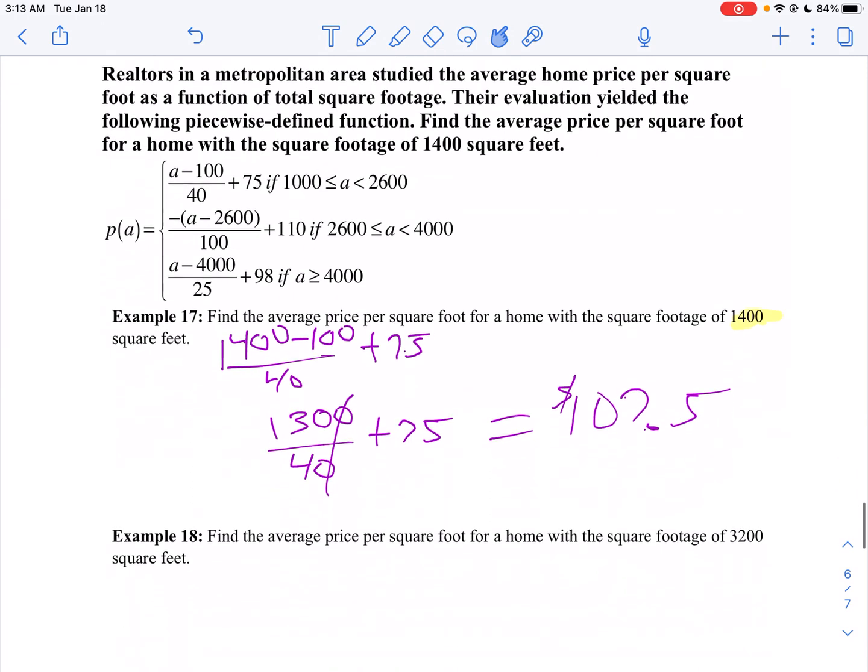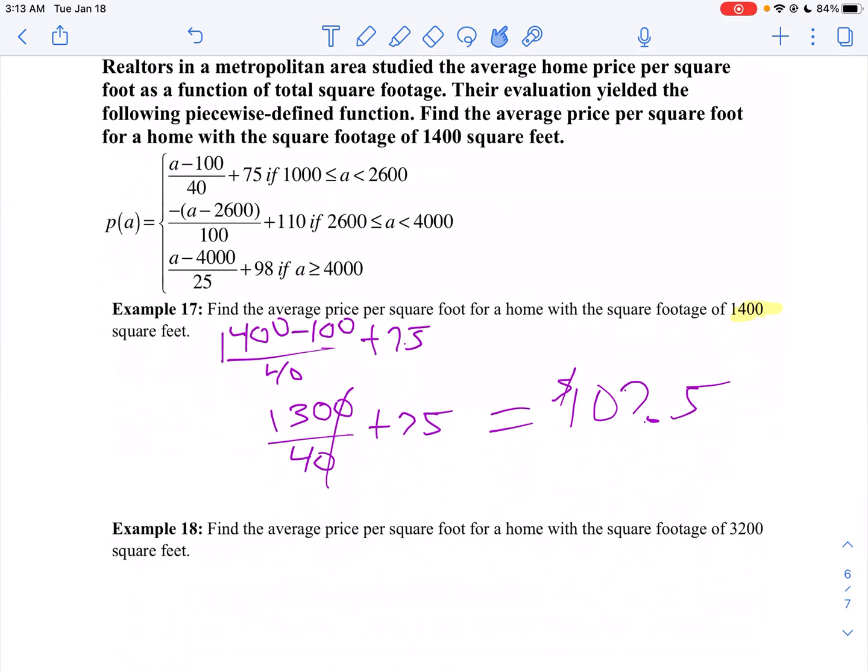Now in example 18, I want to find the average price for a square footage of 3,200. So where does 3,200 fall? Well, it's not between 1,000 and 2,600, is it? It's between 2,600 and 4,000. So in other words, I'm going to use my second rule.